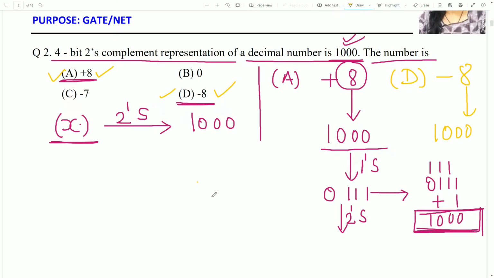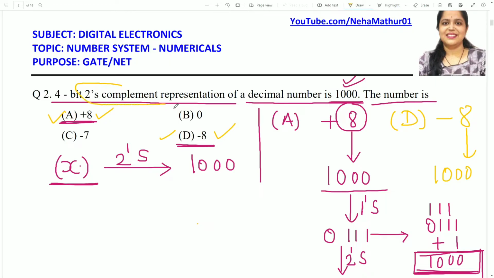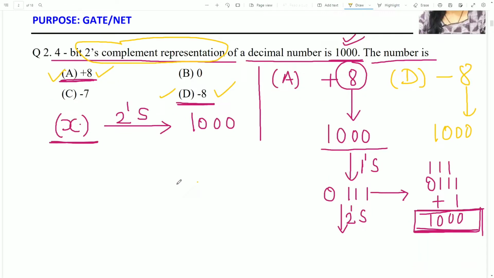So in that situation, the simple and basic concept is that 2's complement is always used to represent negative numbers. So a plus 8 can never be represented in the form of 1000. So definitely the correct answer is minus 8. And now we'll never go with B and C option, because we are already able to find the solution with the help of this number 8 over here.